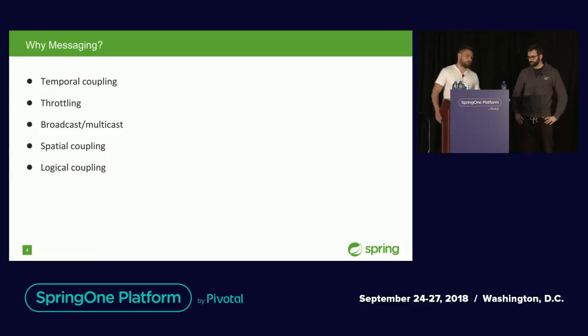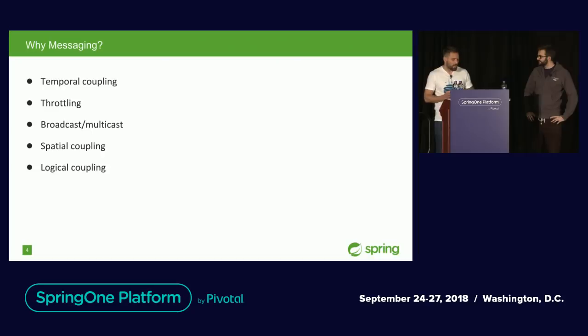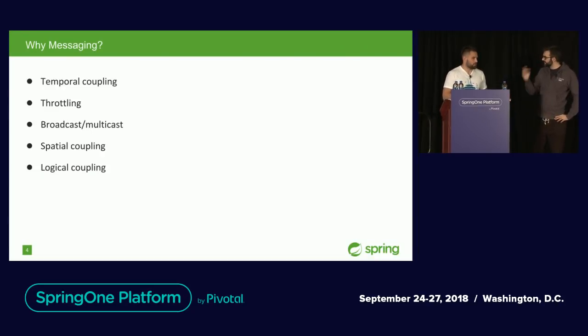All right, two more things. Spatial coupling and logical coupling, which means two applications don't need to see each other in the infrastructure. I have a buzzword here. I can use service discovery. In service discovery, okay, but they still need to know about each other. Still I need to know the name. Okay, so it doesn't help me at all.